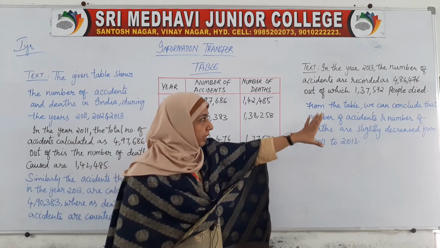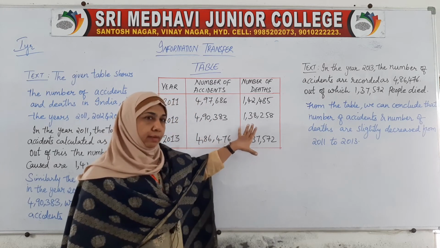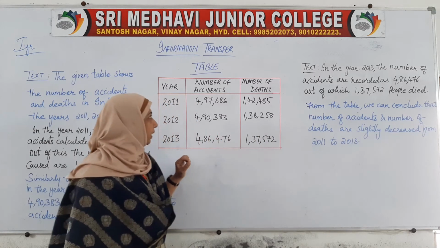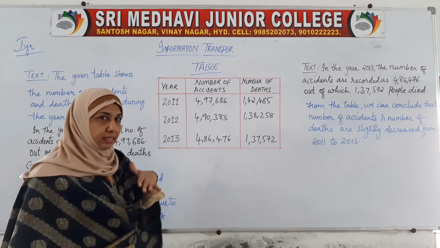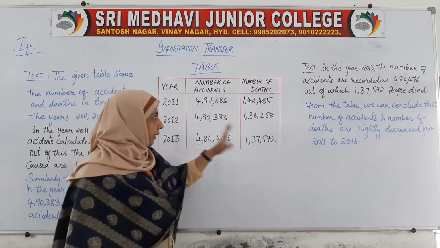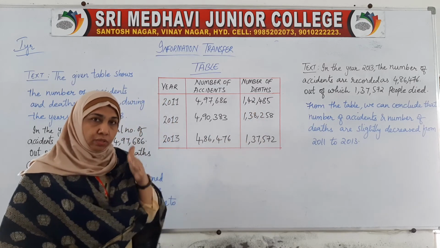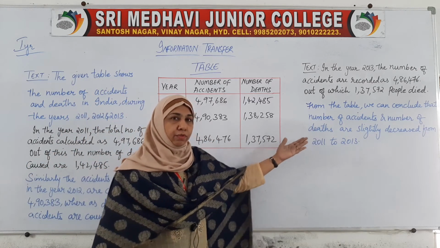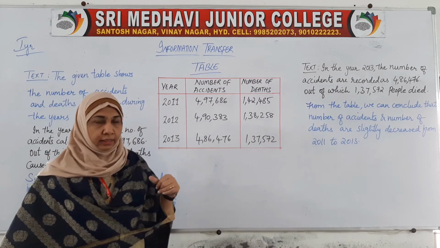From the table we can conclude that the number of accidents and the number of deaths have slightly decreased. Don't you feel like that? 497, 490 to 486, a slight decrease from the years 2011 to 2013. In the deaths also, 142, 138 to 137, it shows a decrease. So the number of accidents and the number of deaths have slightly decreased from 2011 to 2013.